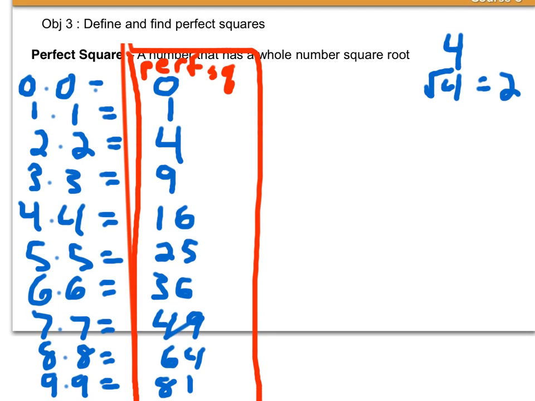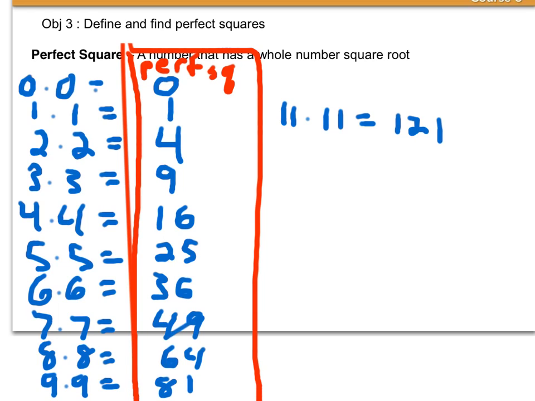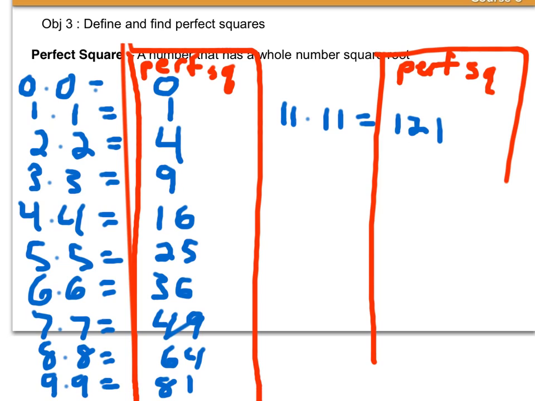Okay, let's keep this chart going here for a little bit. We could do 11 times 11 and get 121. Okay, so 11 times 11 is 121. So again, these are our perfect squares right here, in this column.